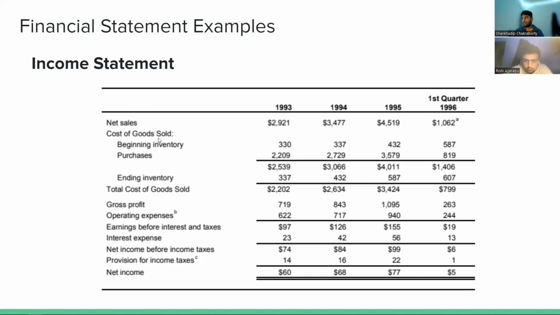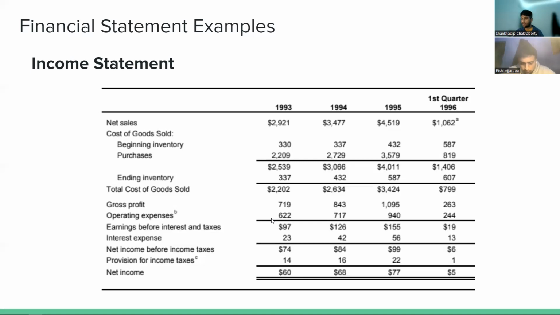Purchases are driven by cost of goods sold. So your COGS is going to be your beginning inventory that you already had, plus whatever new inventory you purchased, that's your cost of goods sold. You would subtract your ending inventory because you didn't sell it. So that goes back on the balance sheet. That has nothing to do with your income. So you'd subtract it. That's why they subtracted for 1993, 2539 and 337 in order to get 2202. Then the gross profit is just the net sales minus the total cost of goods sold. That's your gross profit. It's always sales minus COGS, 719.